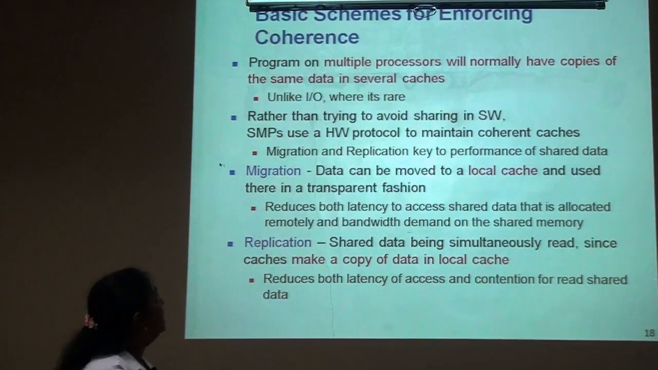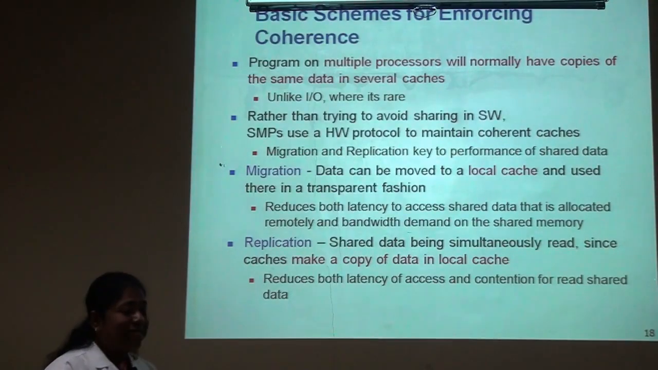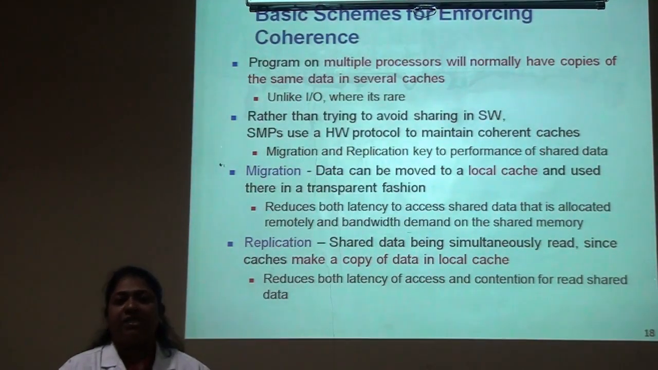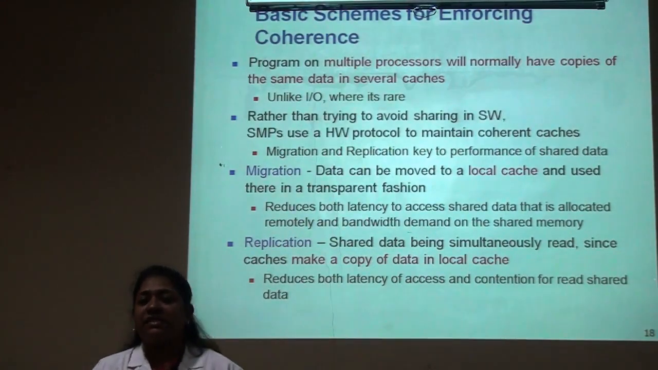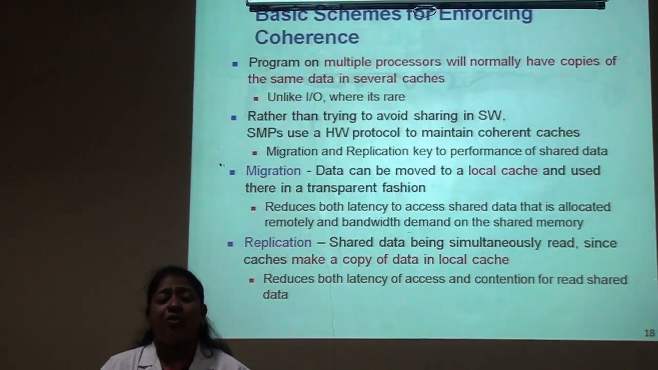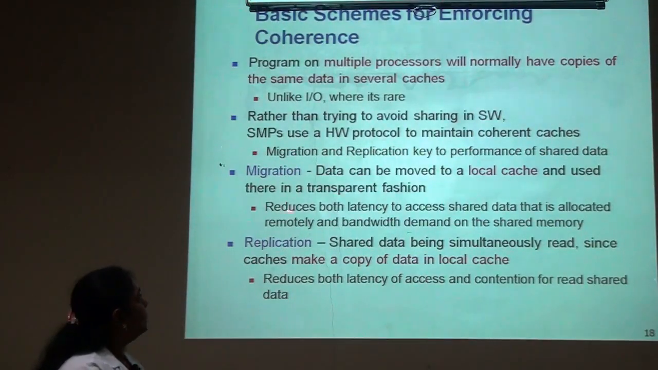And the next one is the basic scheme of imposing the coherence. Here we are having two different things: one is migration, another one is replication. Already we have discussed that in the cache we can get consistency and coherence problems. How can these be solved with the use of migration and replication? Migration is nothing but moving the data, already we know. Here also we are moving the data to the local cache.